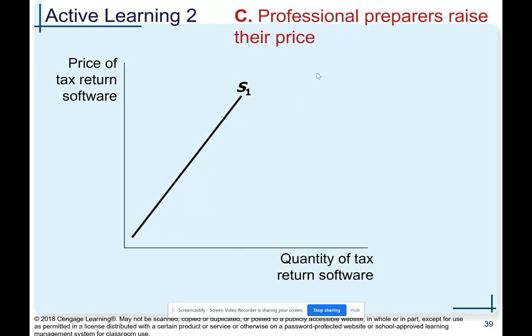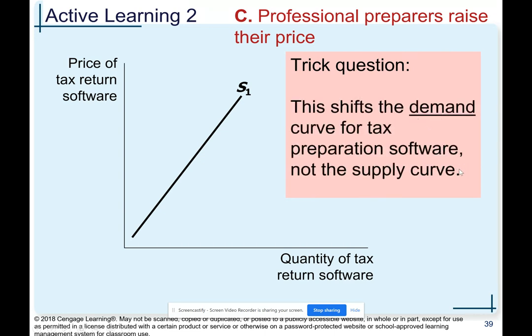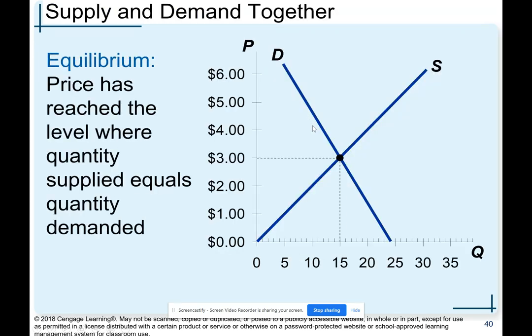Number C, professional preparers raise their prices. Okay, trick question. This shifts the demand curve for tax preparation software, not the supply curve. So professional preparers raising their price does not affect the supply, it will affect the demand curve. So I hope you saw that trick coming.